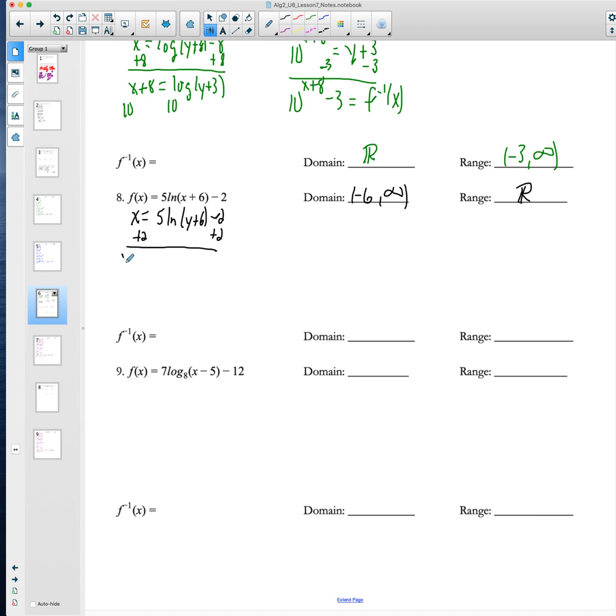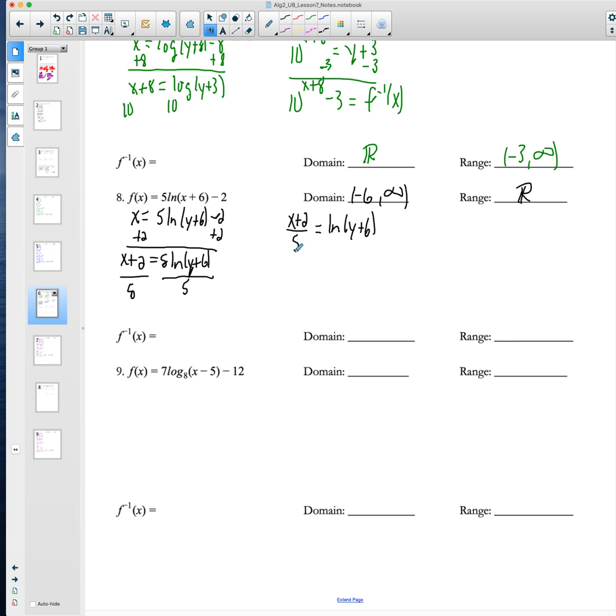All right, so I get x plus 2 equals 5 natural log of y plus 6. Now, notice that's an additional step because this isn't isolated yet, so I've got to get rid of that 5 by dividing both sides by 5. So what I'm left with then is (x plus 2) divided by 5 equals the natural log of y plus 6.